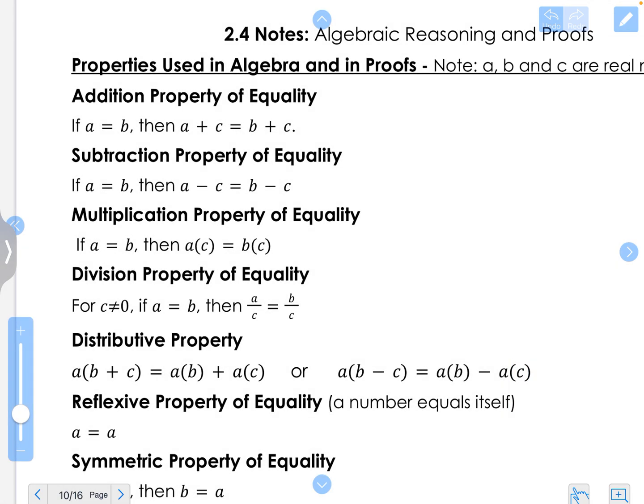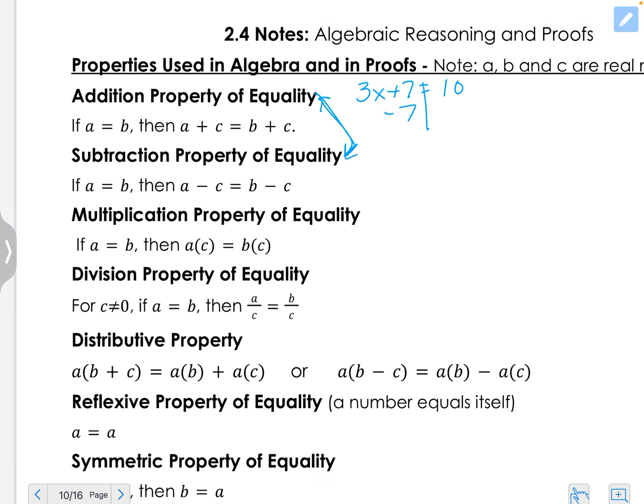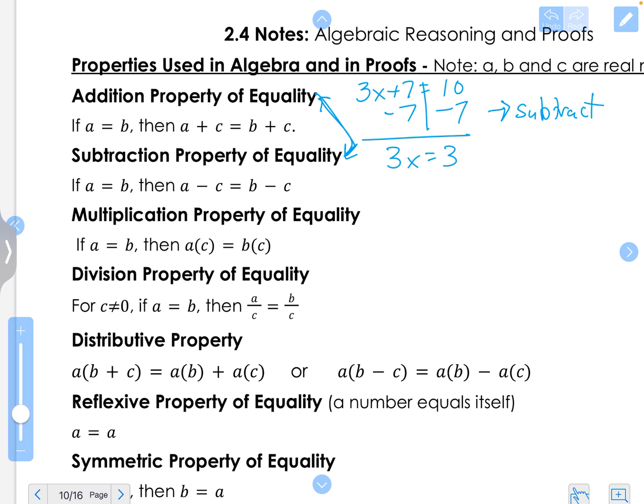The addition property of equality is if it's 3x plus 7 equals 10. Well, really the addition and subtraction kind of go hand in hand. They're just the inverse operations. We would subtract 7, and what we do to one side we do to the other. That's all that these are. So 3x would equal 3. So this one would be subtraction. If we had to add, it would be addition.